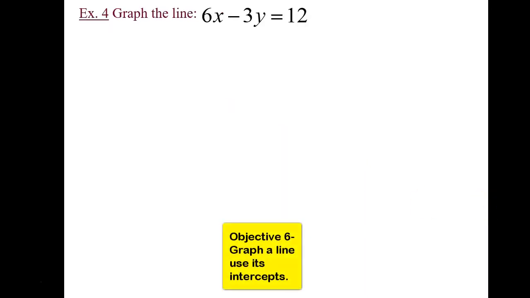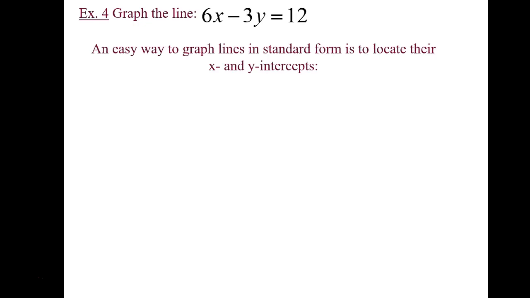Let's try this one. So we've got 6x minus 3y equals 12. Notice this is in standard form, not slope-intercept form. We could rearrange this and put it in slope-intercept form, get the y by itself, but I want you to try a different method here, and that is to find the x and y intercepts. All we need are 2 points to graph a line. So if I can get the x-intercept and the y-intercept, I'm good to go here.